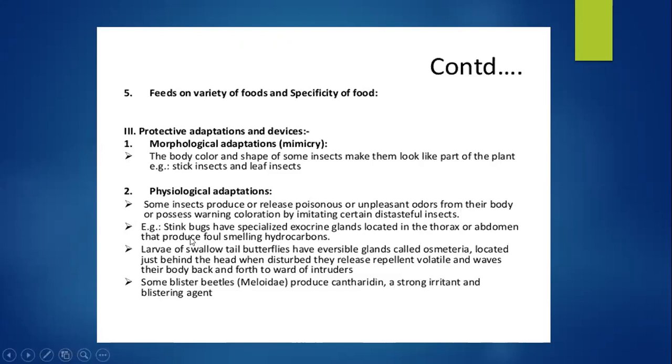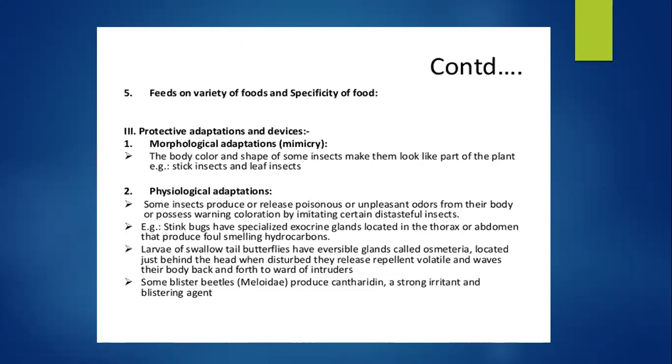But this is shown in the food webs and food chains. This is an example of survival of the fittest. The larvae of swallowtail butterflies have irritable glands called osmeteria. So remember, this is also an important and interesting point. This is located just behind the head. When disturbed, they release a repellent, volatile, and wave their body back and forth to ward off intruders. Got it? So swallowtail butterflies have irritable glands called osmeteria, which are present behind the head.